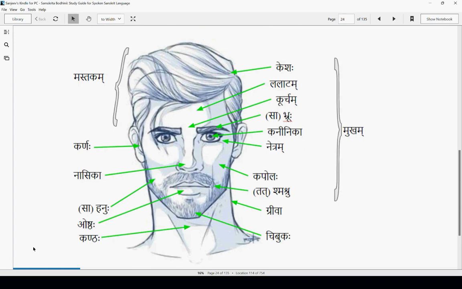Kaninika, pupil. Netram. Kapolaha, cheeks. Cheek. Shmashru. What is shmashru? Shmashru is facial hair. Facial hair.